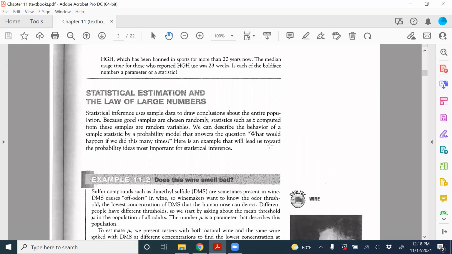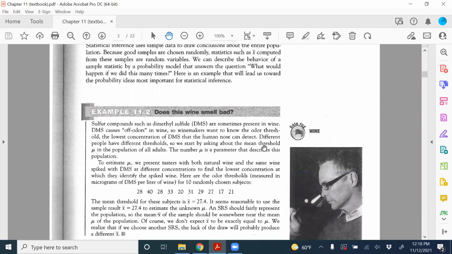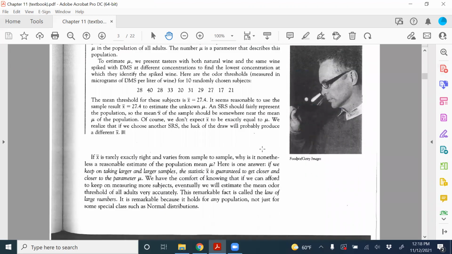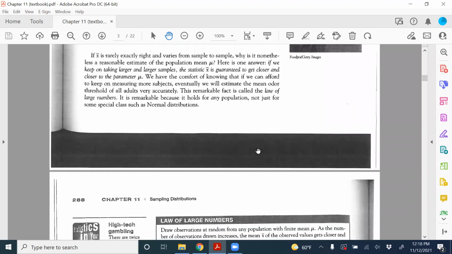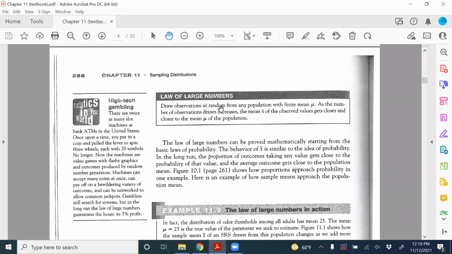Then we talk about the law of large numbers, that if you have a large enough sample, ultimately it should model the population, right? That's what that's saying there. There's an example you could read through. So again, you draw observations at random from any population with a finite mean. As the number of observations drawn increases, the mean X bar of the observed values gets closer and closer to the mean mu of the population.